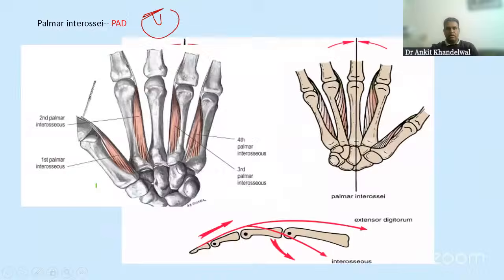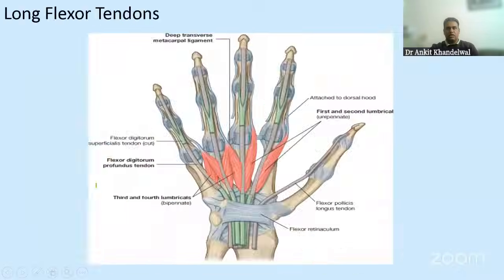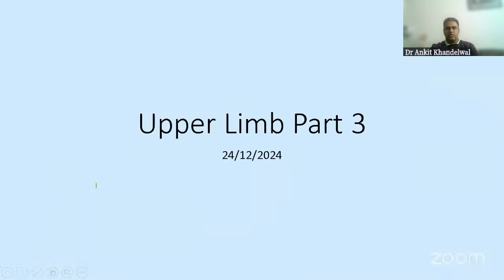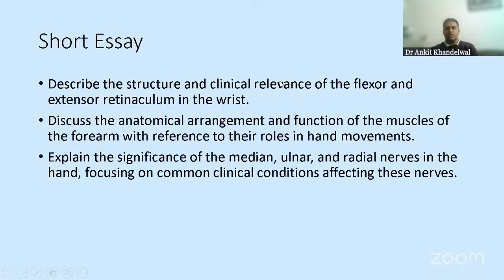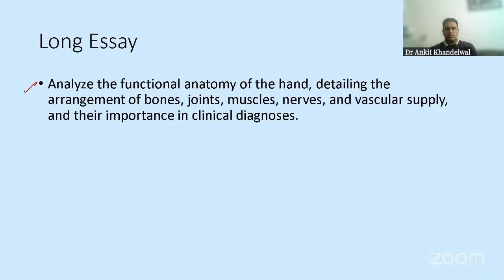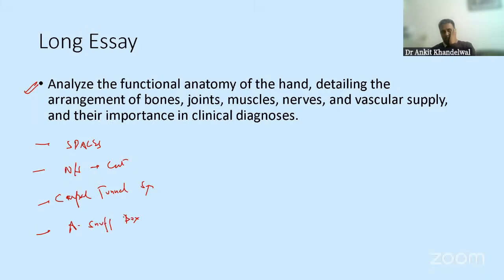Let me just go back quickly. Just a few more seconds. 5, 4, 3, 2, and 1. Okay, so understand this anatomy of the hand. Questions can come from the hand. So many spaces, as I said. Then nerve supply, basically cutaneous, because all these are relevant clinically. Then carpal tunnel syndrome, a very important question. Carpal tunnel syndrome, needless to say, and the anatomical snuff box in the hand only.